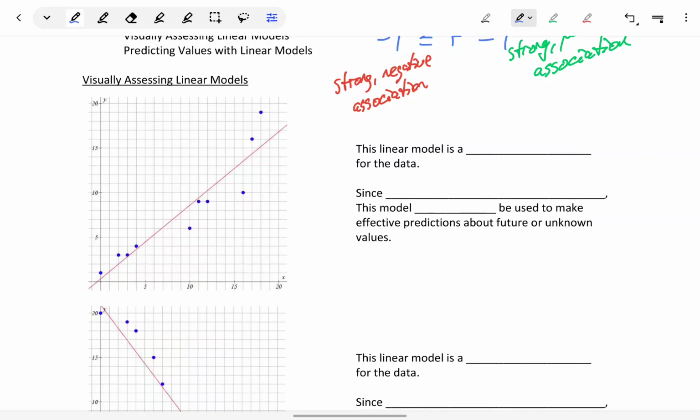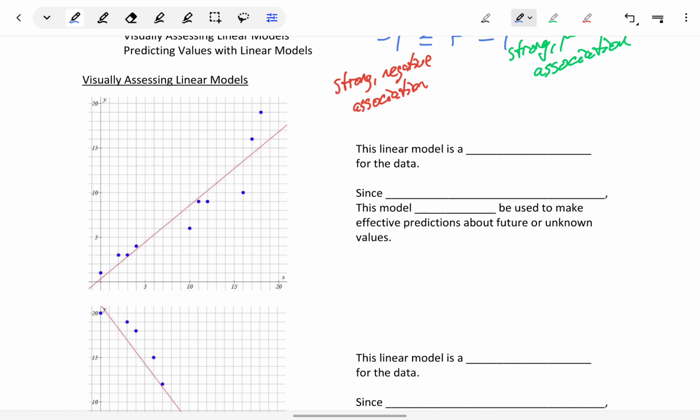What we want to do is look at visually assessing linear models and determine if they're a good fit, and then eventually what we're going to look at is whether those models can be used to make effective predictions about future or unknown values. We'll look at how we can do that.